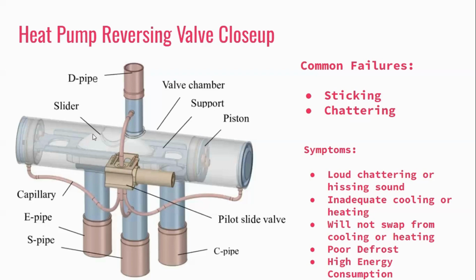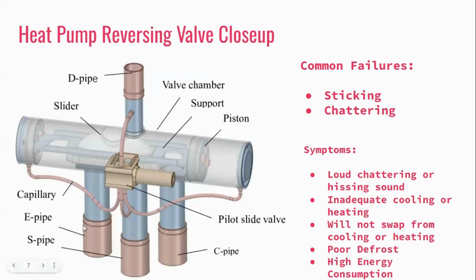So inside we have a slider and we have a support. We have a piston that goes in and out. We have a valve chamber, which is basically what I just told you, the valve body. And then we have a pilot slide valve. This is what slides the inner workings of the body, left or right. And what this does is it changes the flow of refrigerant.